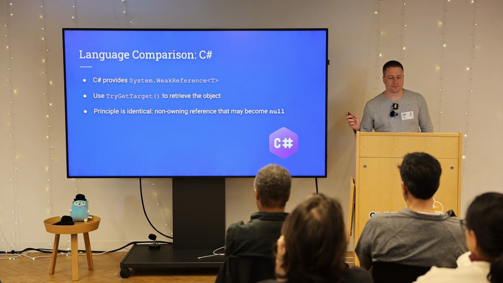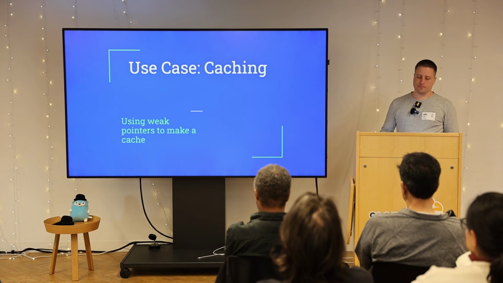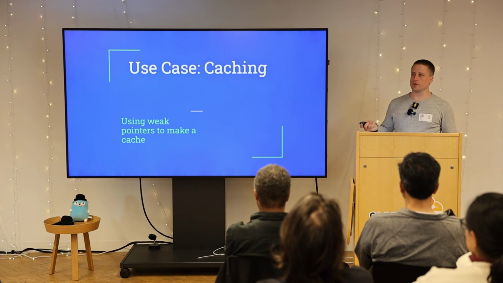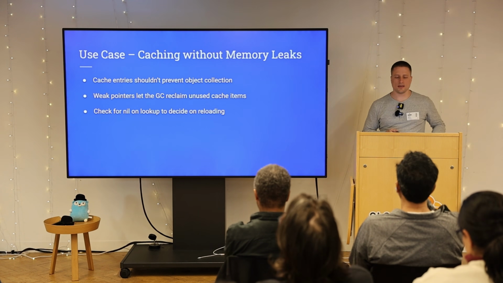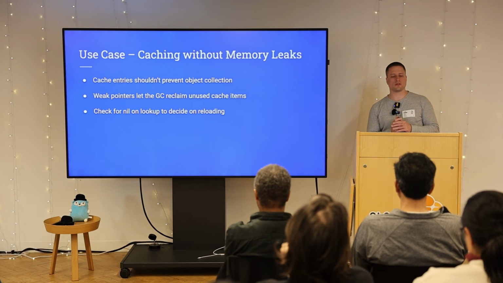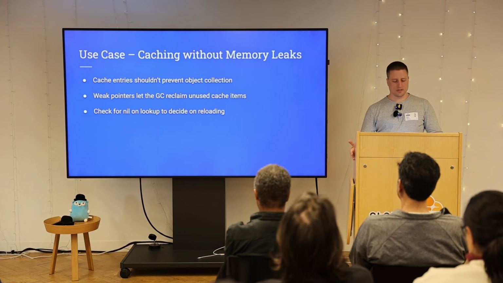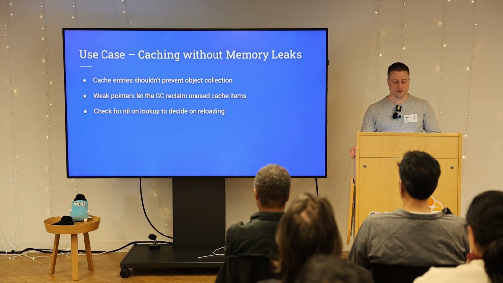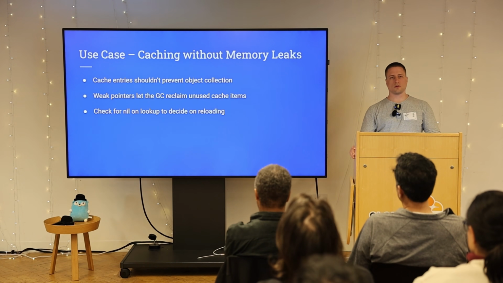Now, in terms of a practical example, we can take a look at how you might be able to use weak pointers to build a cache. So the use case here is cache entries shouldn't prevent object collection. Weak pointers let the garbage collector reclaim unused cache items, and you need to check for nil on lookup.